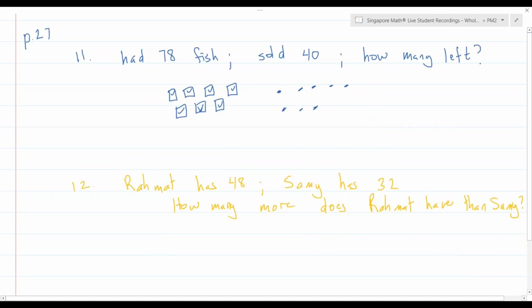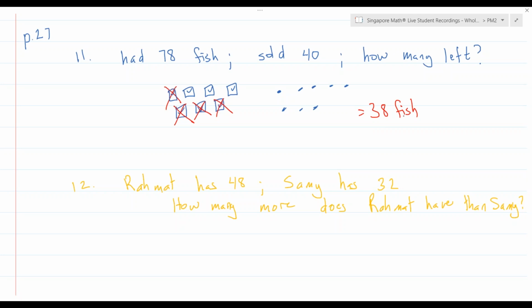Let's look at the next page, 27, a couple more problems to practice. Michael had 78 goldfish. He sold 40 of them. How many goldfish did he have left? Well, I showed the 78 goldfish with 7 10s and 8 1s. If he sold 40 of them, then he's not going to have the 4 10s that he started with. Now he still has 3 10s and he still has the 8 1s. So how many fish does he have left? He has 38 goldfish left.